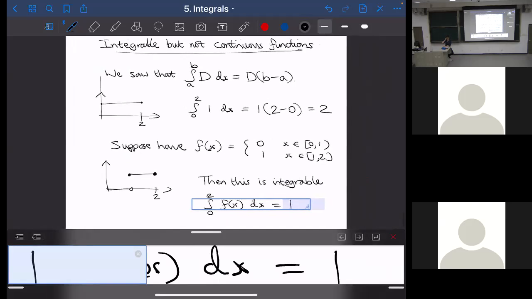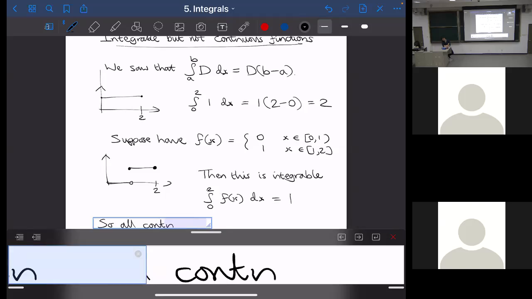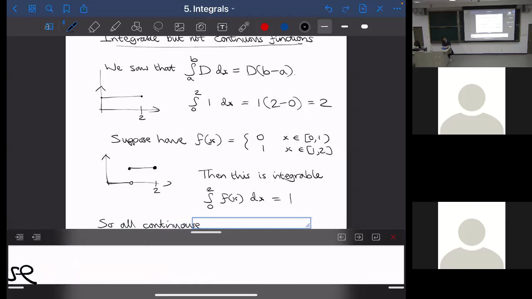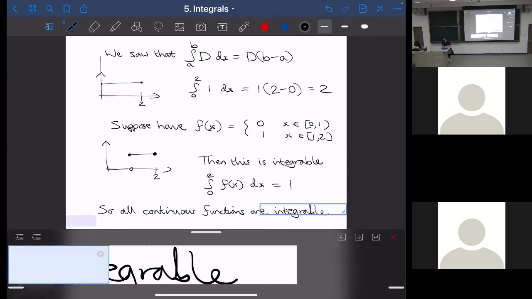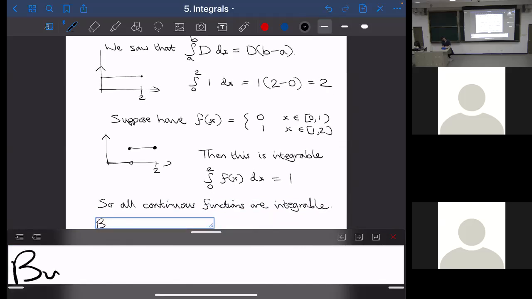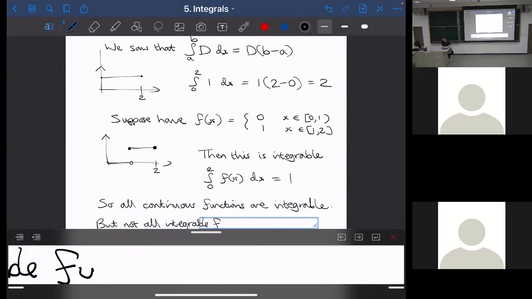I just want to give an example that shows that all continuous functions are integrable. But not all integrable functions are continuous.